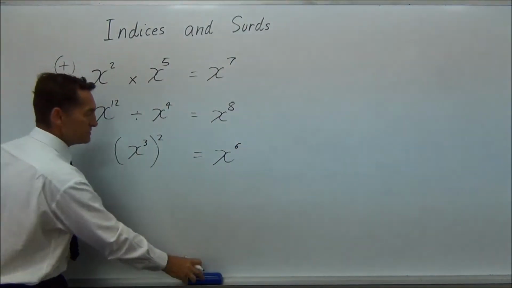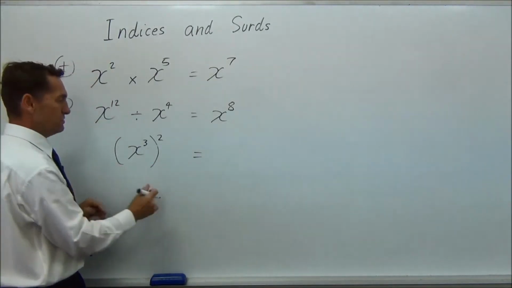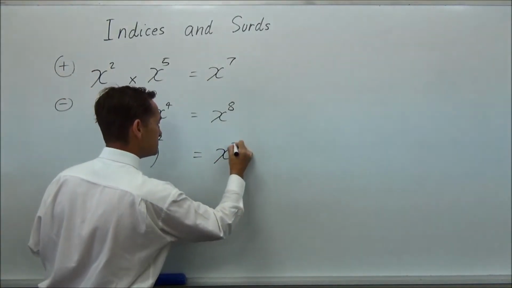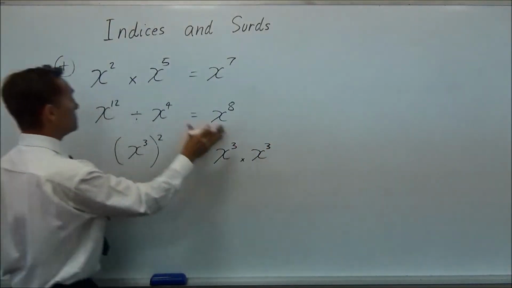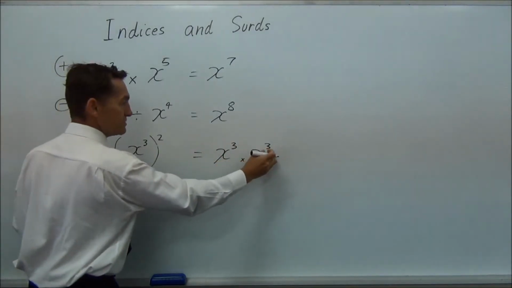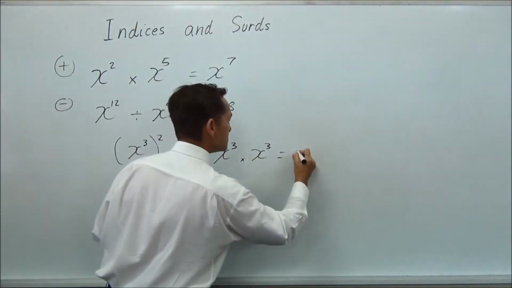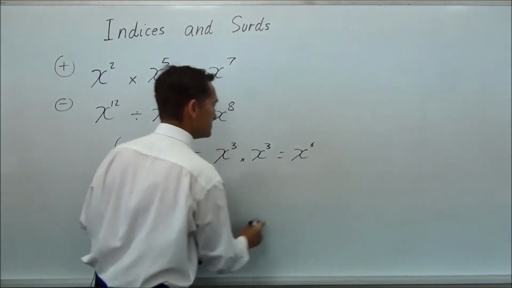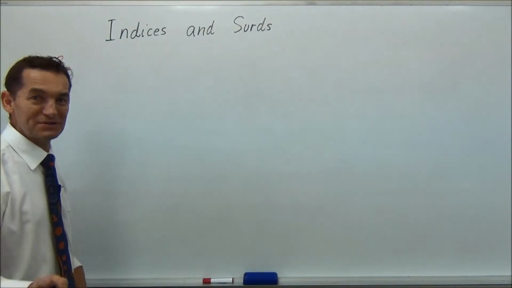Another way to think of this is to think, okay, if I'm not sure, why don't I expand it and go x to the 3 multiplied by x to the 3, and then I'm back to my rule. I'm back to the plus rule. 3 plus 3 is 6. So 2 times 3 is 6. So it is x to the 6. All good? Great. So we're ready for part 2.